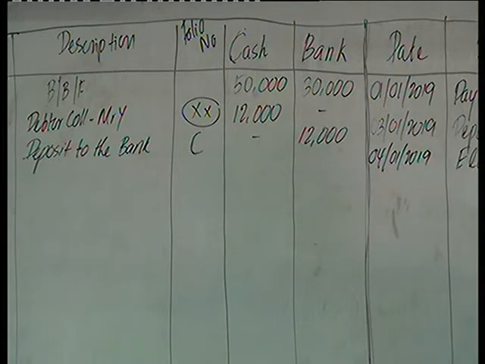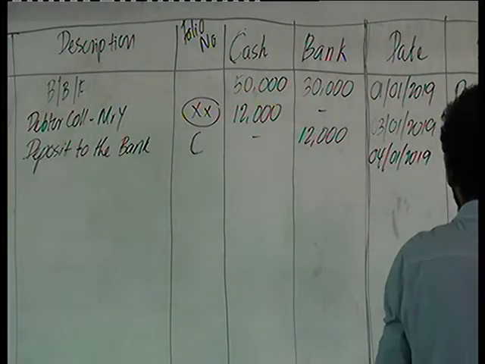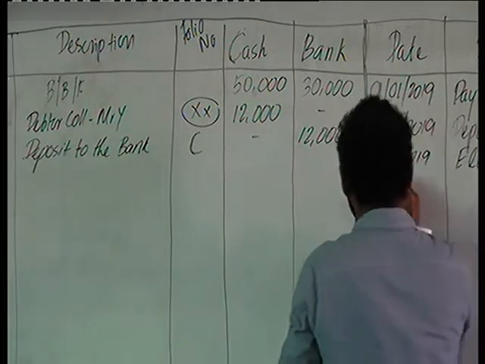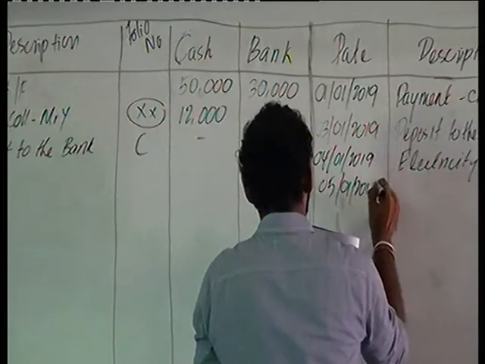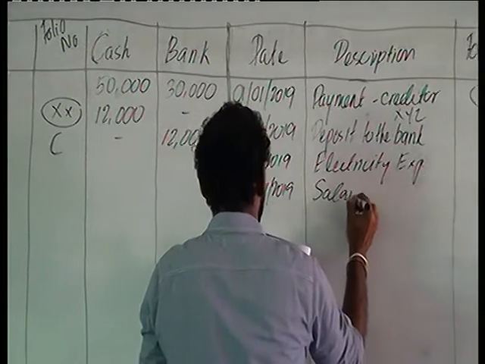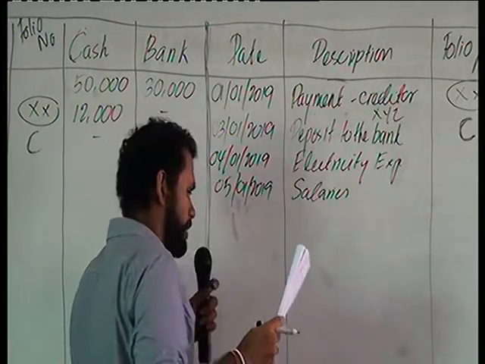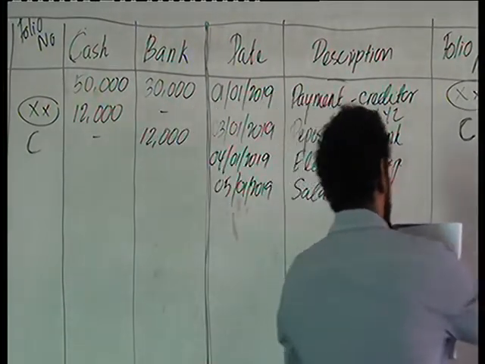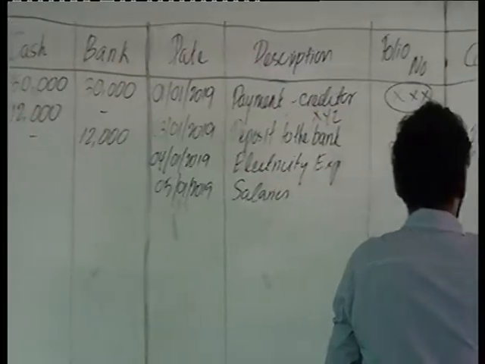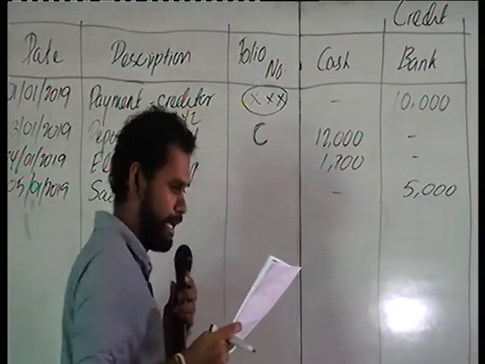5th January 2019, 5,000 paid by checks for salaries. So 5,000 paid by checks for salaries. That means on 5th January 2019, it's a reduction in the bank balance. So salaries 5,000 will be credited to the bank account.